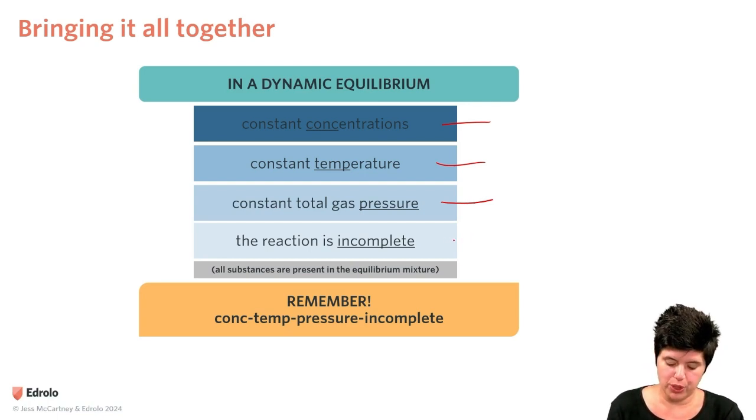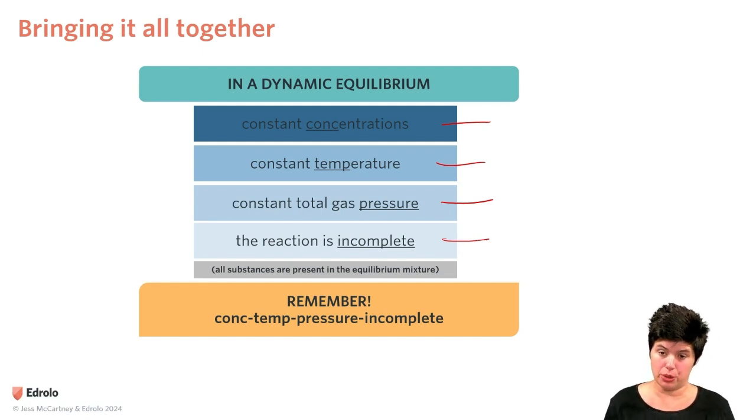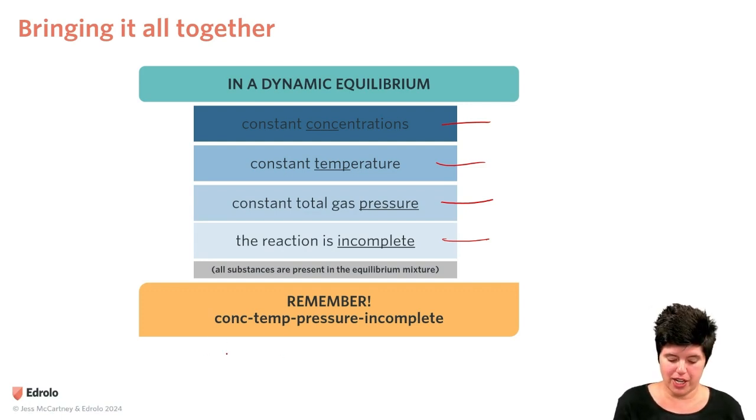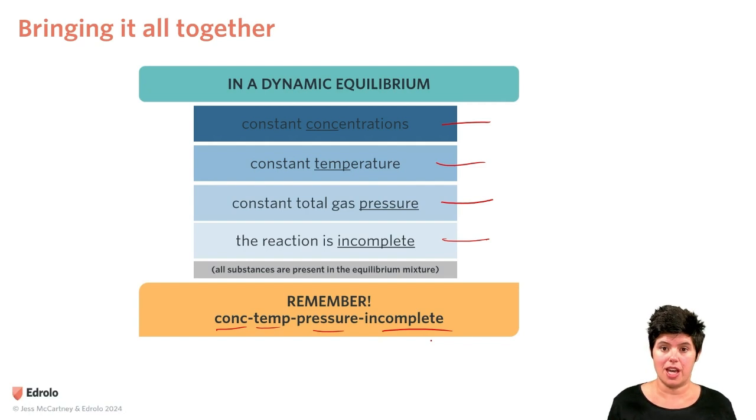And remember that the reaction is incomplete. So for there to be a dynamic equilibrium occurring, you cannot have the full products being formed, because you need to have that constant back and forth motion happening for it to be considered a dynamic equilibrium. So a quick, easy way to remember this is: const, temp, pressure, incomplete. So they're the 4 things that need to happen for a dynamic equilibrium to be established.